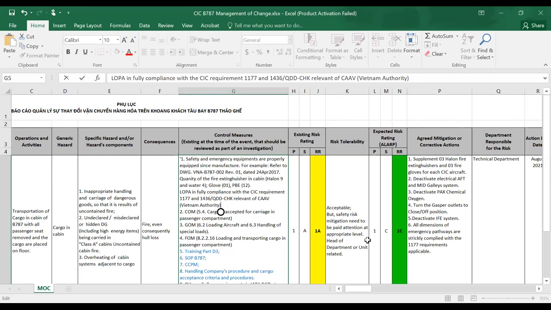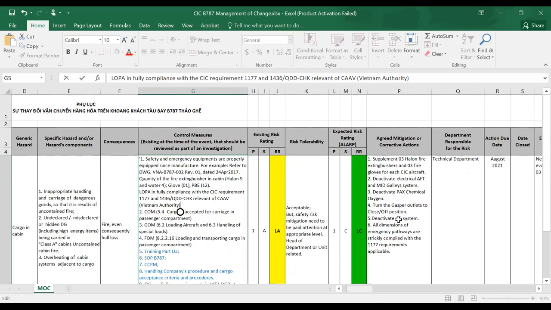Then we expect this to be level 1C. Does it mean probability is 1 and the severity is C? To get the expected risk, we have mitigation.